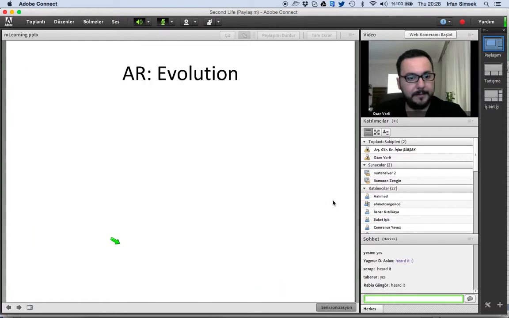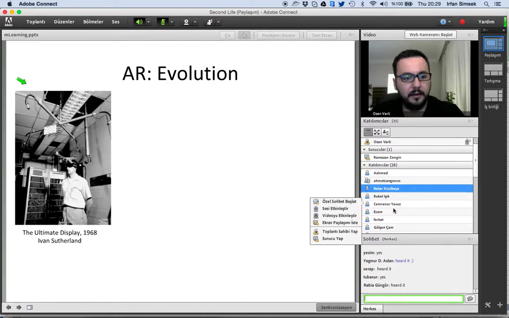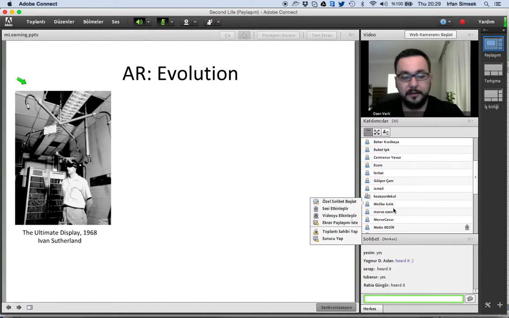So what is the evolution of augmented reality? Let me quickly give you a brief history of that, and then I'm going to show you how I'm using it. So the whole thing started at Harvard University. Ivan Sutherland in 1968 invented the ultimate display.